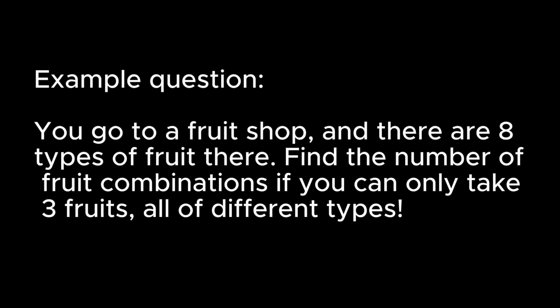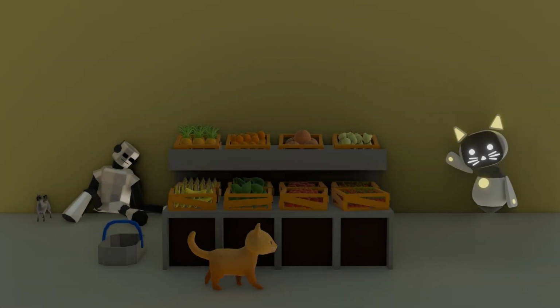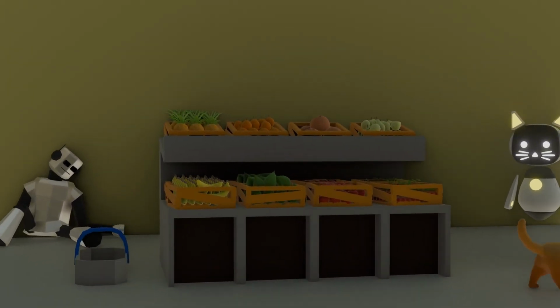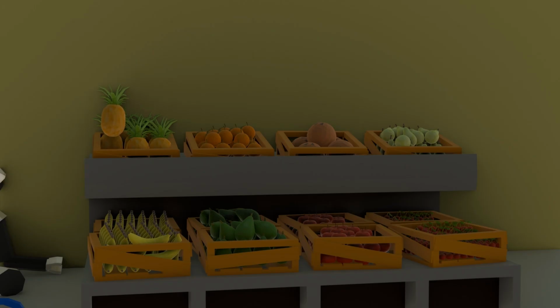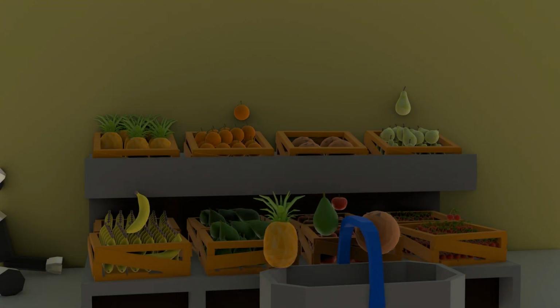Example question. You go to a fruit shop, and there are 8 types of fruit there. Find the number of fruit combinations if you can only take 3 fruits, all of different types. Right, to solve this one, let's imagine we're at the fruit shop. Okay, so picture the 8 types of fruit: pineapple, orange, coconut, pear, banana, avocado, apple, and cherry. Now, we're gonna pick 3 fruits at random, all different types.